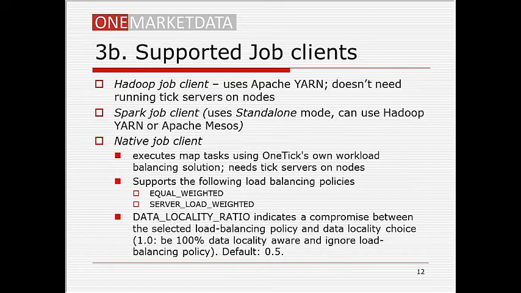We have also integrated OneTick with Spark, and therefore support Spark job client running in standalone mode. Note, however, that Spark job client can also use Yarn or Apache Mesos as alternatives. We have also written a OneTick job client, or we call it native job client. It has configurable load balancing policy, either round robin or server load based, and it even allows us to assign weight to data locality awareness from 0, which means ignore data locality, to 1, which means ignore the server load.